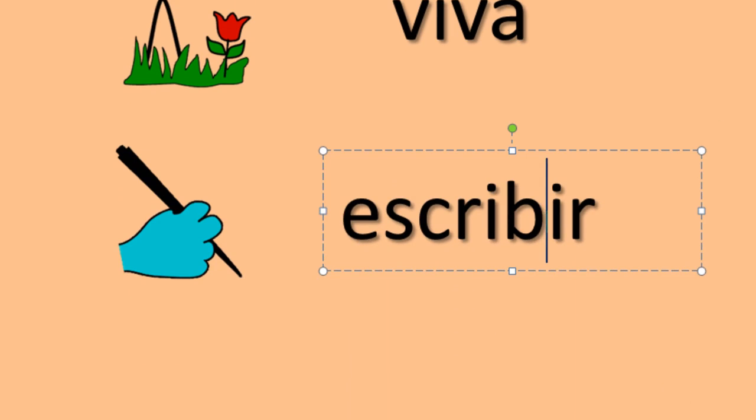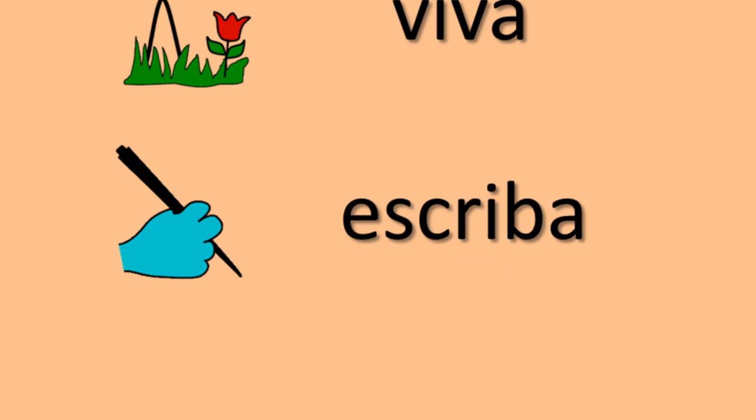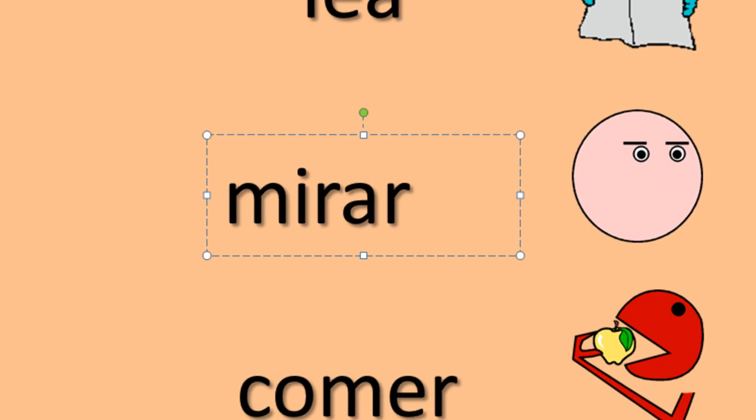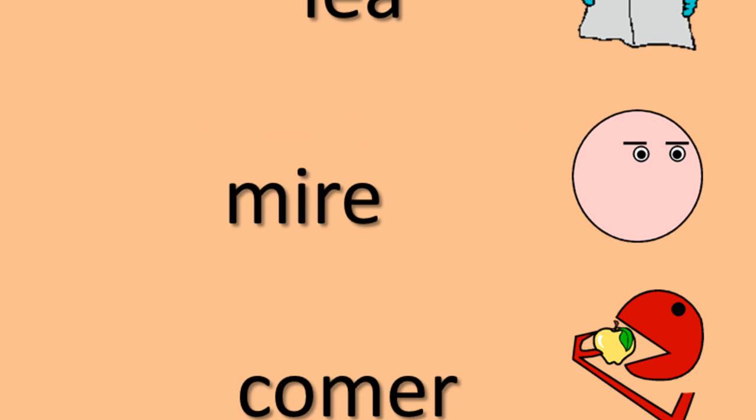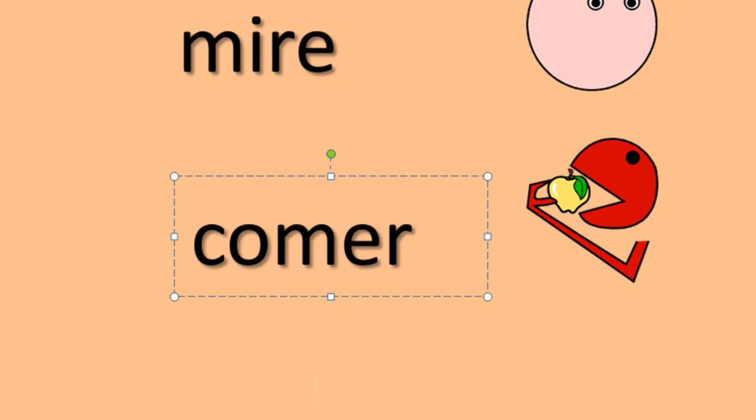And how about escribir? When we're working with ER or IR endings, the opposite vowel is going to be a. Escriba. How about this one? Mirar. Look. Opposite vowel for ARs is e. Mire. And now comer. Opposite vowel. A.